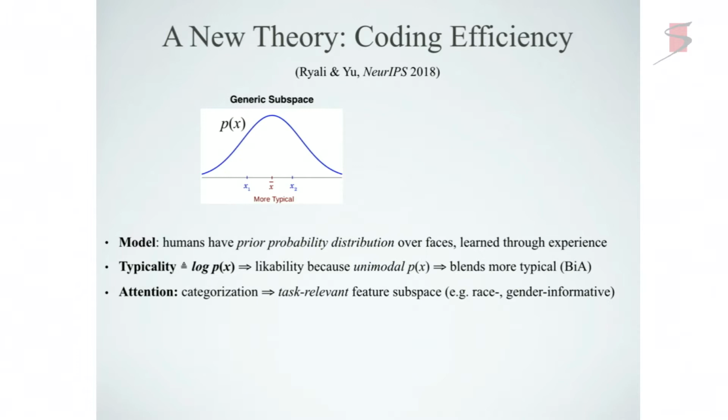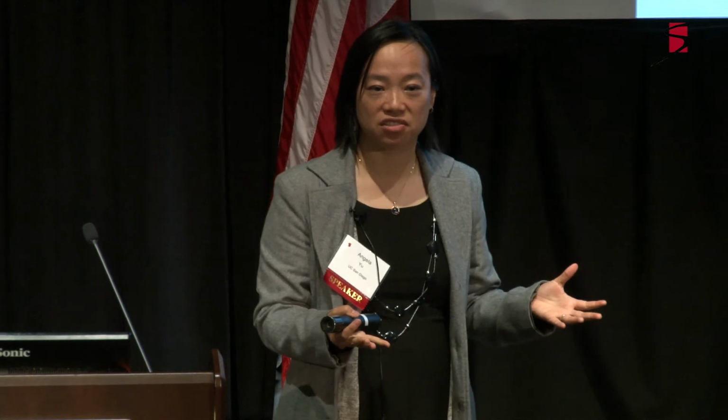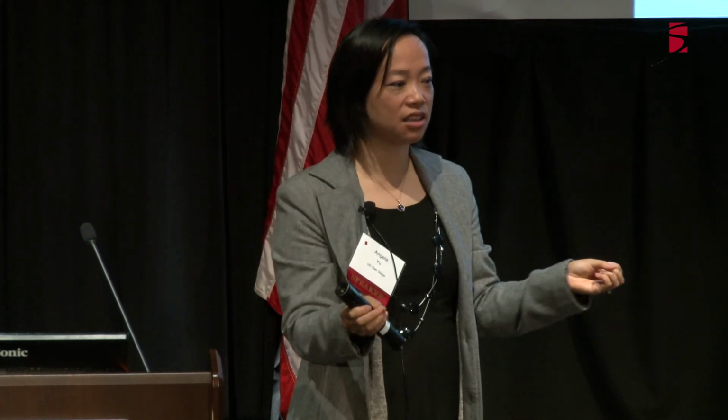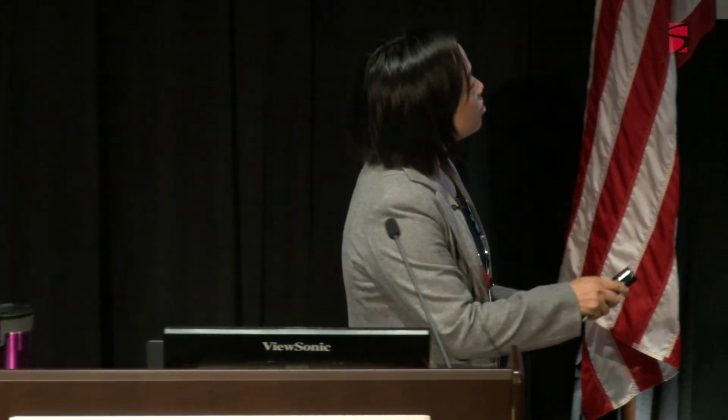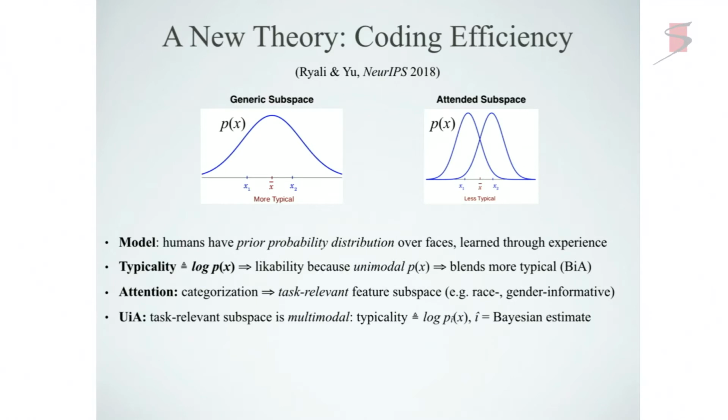And then why BIA reverses, we postulate, is because of attentional focusing. So when you're doing a task like race discrimination, then you're attending to just a task-relevant subspace of the facial features. And when you do that categorization, then you should be in a subspace where the distribution is bimodal. That's the whole point. You're doing discrimination, so the distribution better be discriminable between one category versus the other, right? And in this space, if you take parent faces from the two different modes, then more likely than not, the blend is going to have lower log likelihood. Where again, we define typicality as log likelihood, but conditioned on the perceived category, the most probable category of the object.